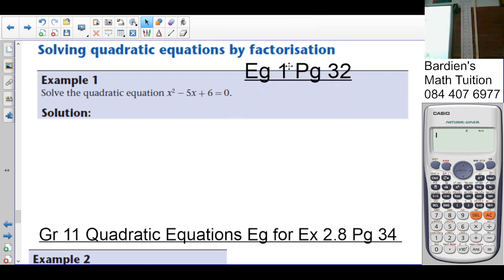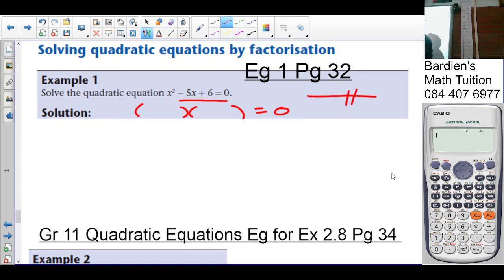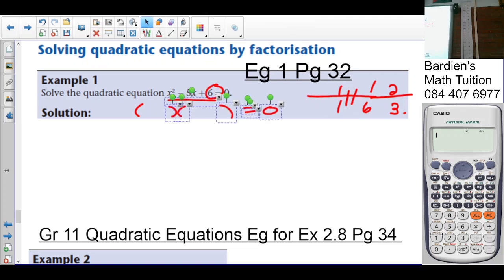So it says solve the quadratic equation x squared minus 5x plus 6 equals 0. How are we going to factorize this? We're going to use trinomial factorization. So we need a product line here. What factors go on the one side? 1 and 1. On the other side, 1 and 6, 2 and 3. Do you add or subtract the products? We add. Why? Because the last term is positive.